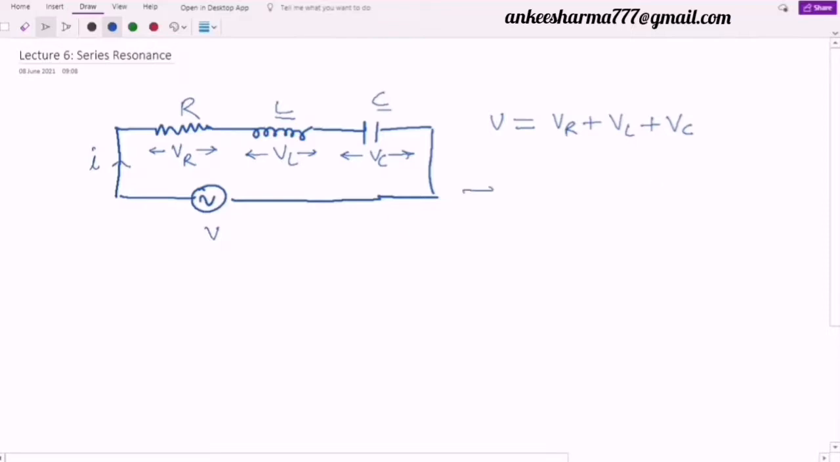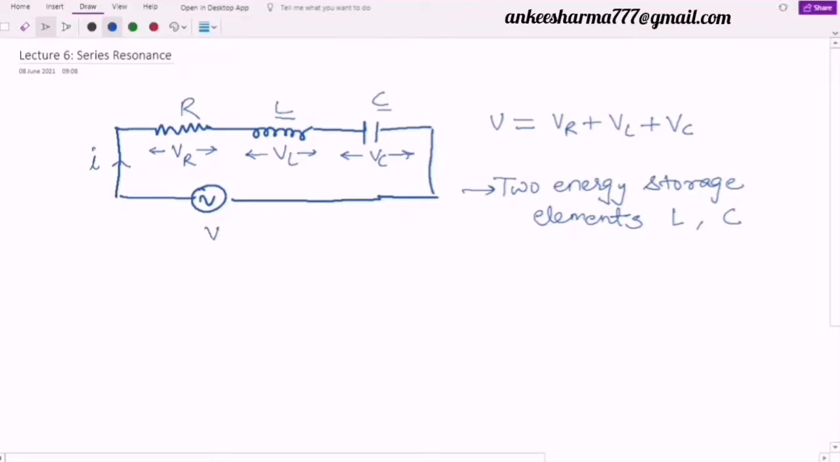I will write here: for the occurrence of resonance we need two energy storage elements. And in our case we have the inductor and the capacitor.